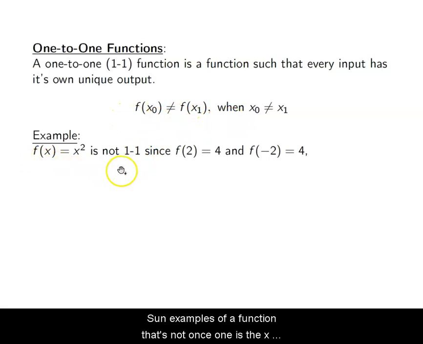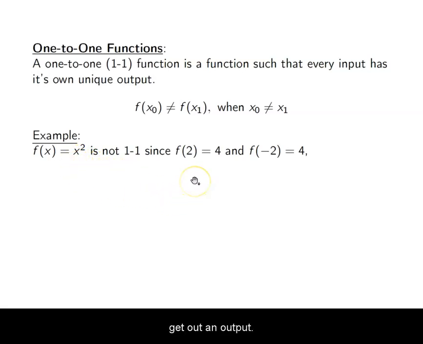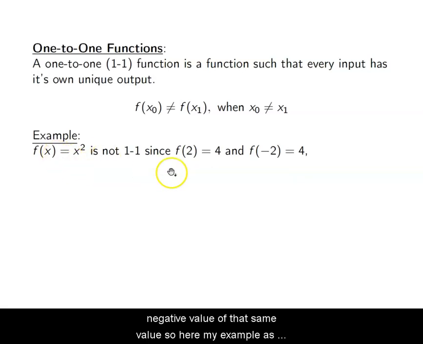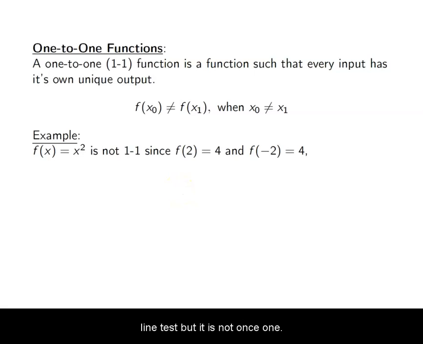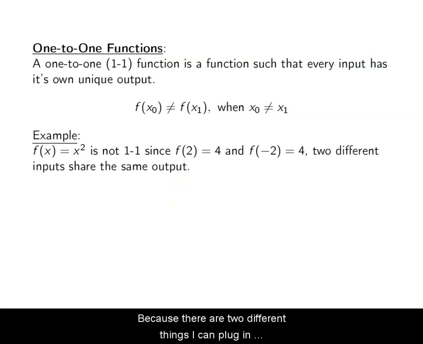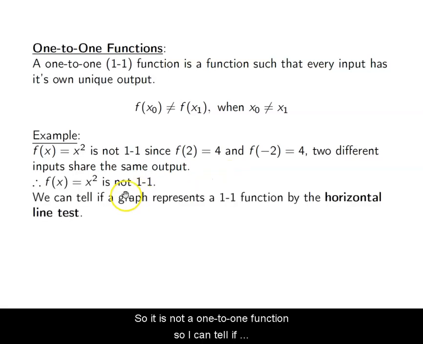An example of a function that's not one-to-one is the x squared function, because I can plug in a positive value to get an output, and that same output can be reached if I plug in the negative of that same value. Here my example is 2. If I plug in 2, I get out 4. If I plug in negative 2, I also get out 4. So x squared is a function. It passes the vertical line test, but it is not one-to-one because there are two different things I can plug in to get the same thing out. Okay, so it is not a one-to-one function.